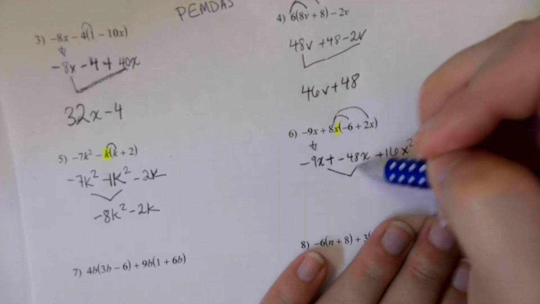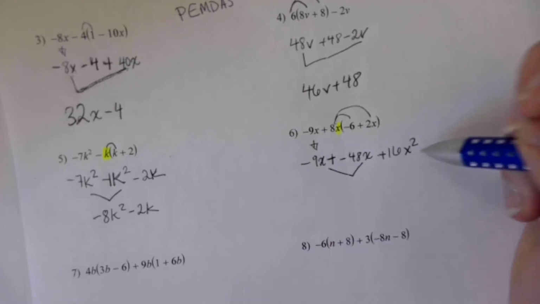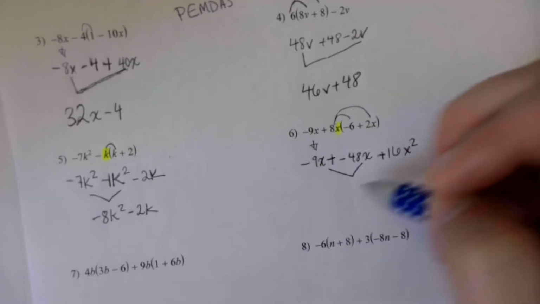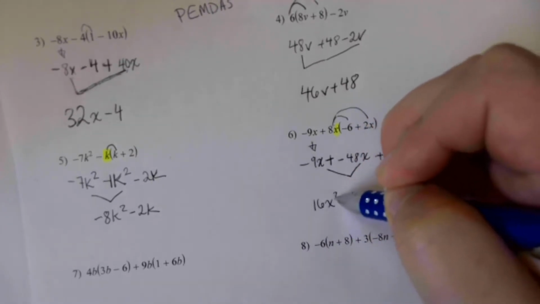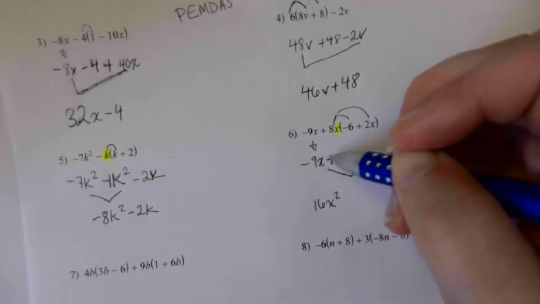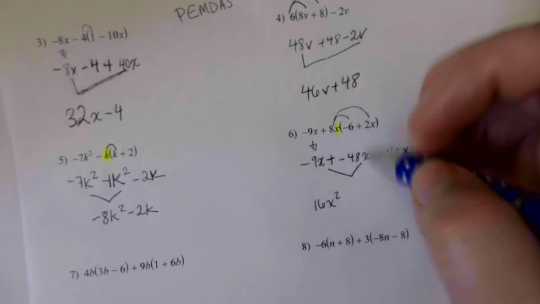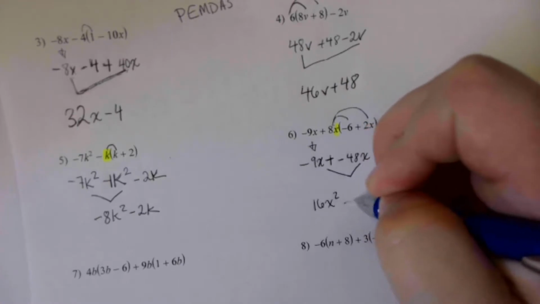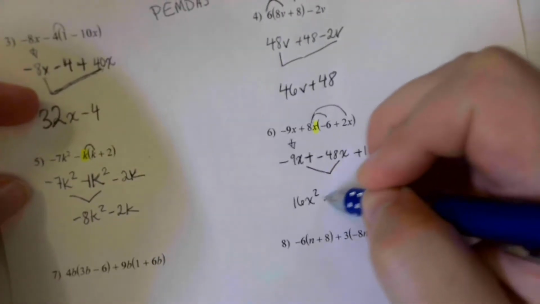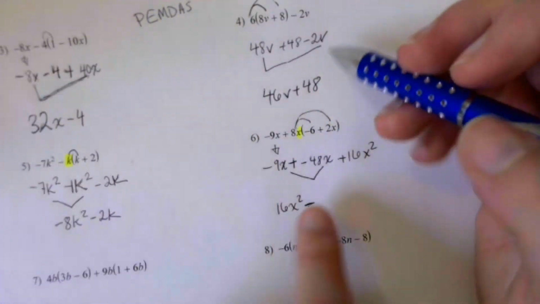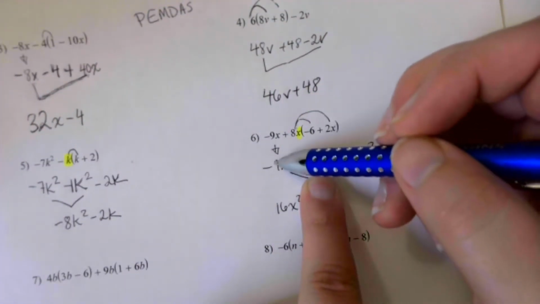Well, these are going to go together. I'm going to put the 16x squared first, then negative 48, negative 9. Those are both negative, so my answer is going to be a negative 57.